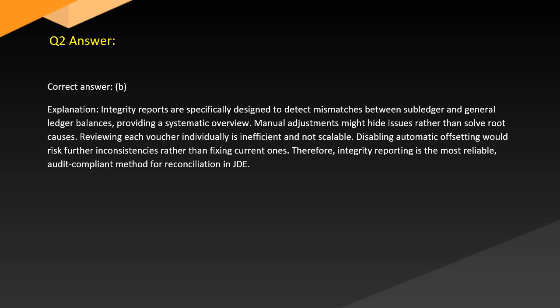Manual adjustments might hide issues rather than solve root causes. Reviewing each voucher individually is inefficient and not scalable. Disabling automatic offsetting would risk further inconsistencies rather than fixing current ones. Therefore, integrity reporting is the reliable, audit-compliant method for reconciliation in JD.